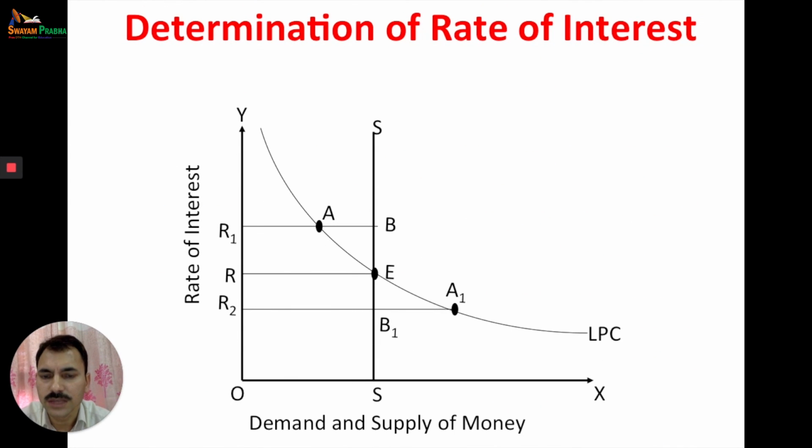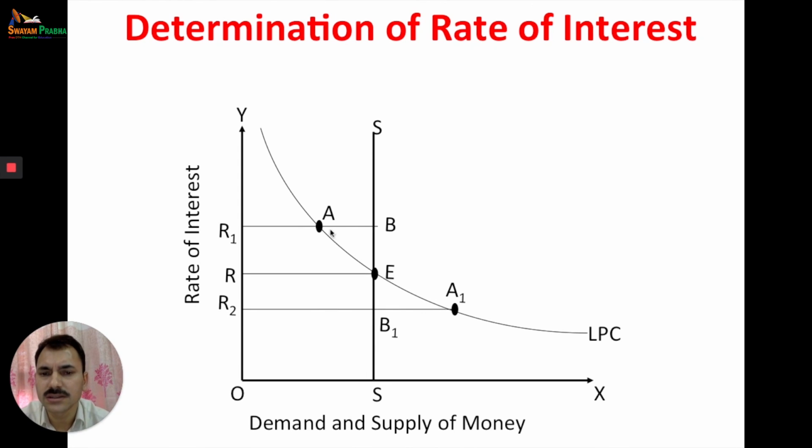See, with the help of this diagram, we can see this. On this side we have the rate of interest. On the X-axis we have money, demand for money and supply of money. SS is the supply of money curve, and LPC is the demand for money, and the point where the demand for money intersects the supply is the equilibrium point. OR is the rate of interest. And suppose the supply of money decreases from B to A, then the rate of interest will increase. And if the supply of money increases, then the rate of interest will fall.